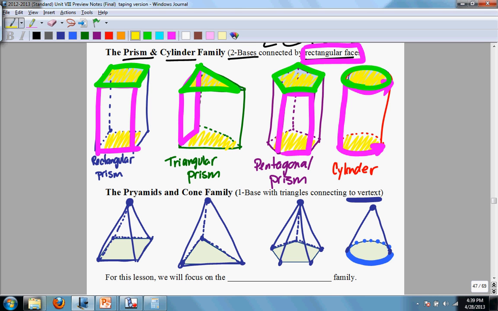Prisms and cylinders have two bases connected by rectangular faces. Pyramids and cones only have one base and a vertex. For this lesson, we're going to focus just on the prism and cylinder family.